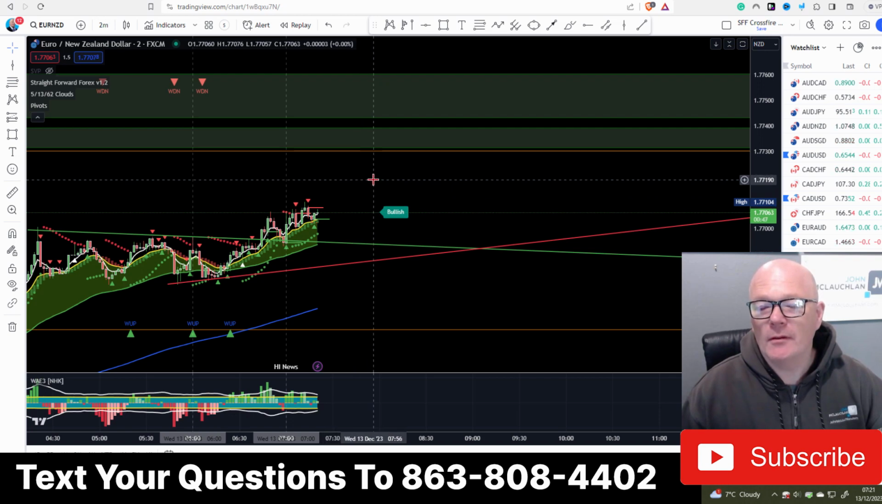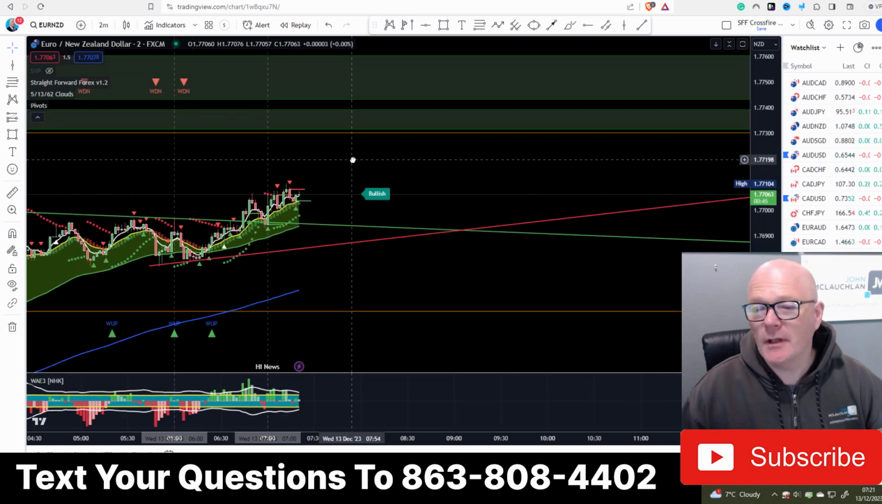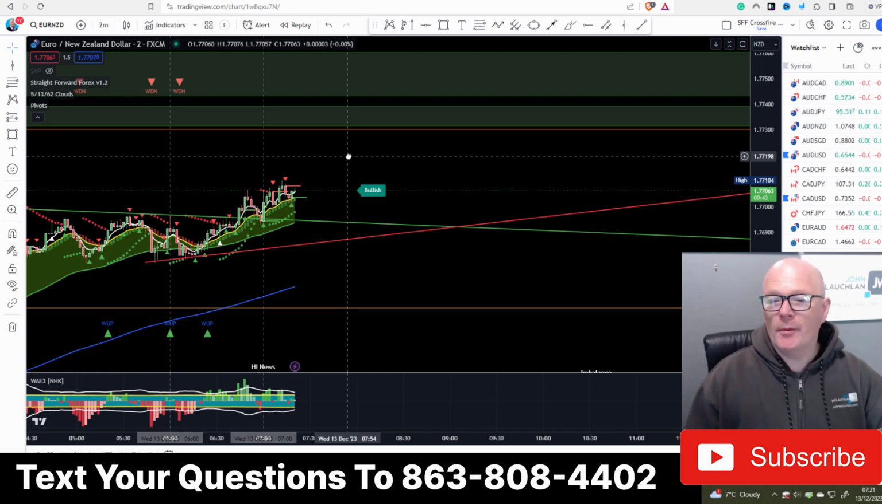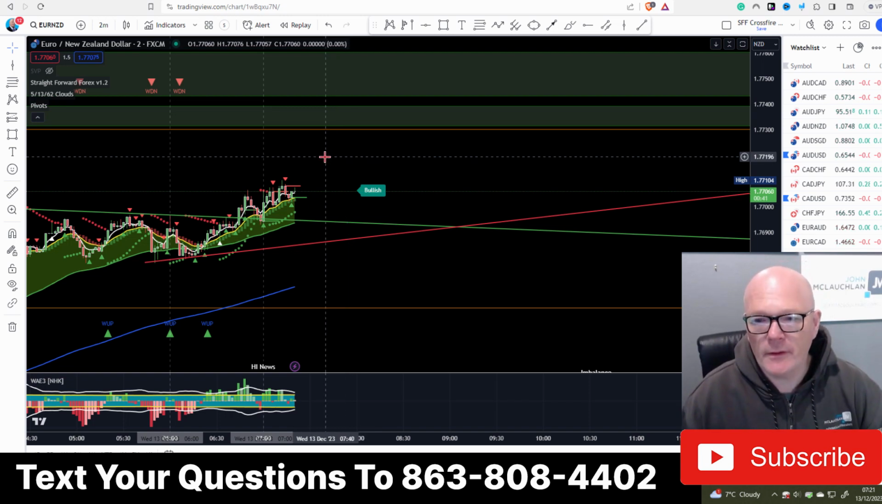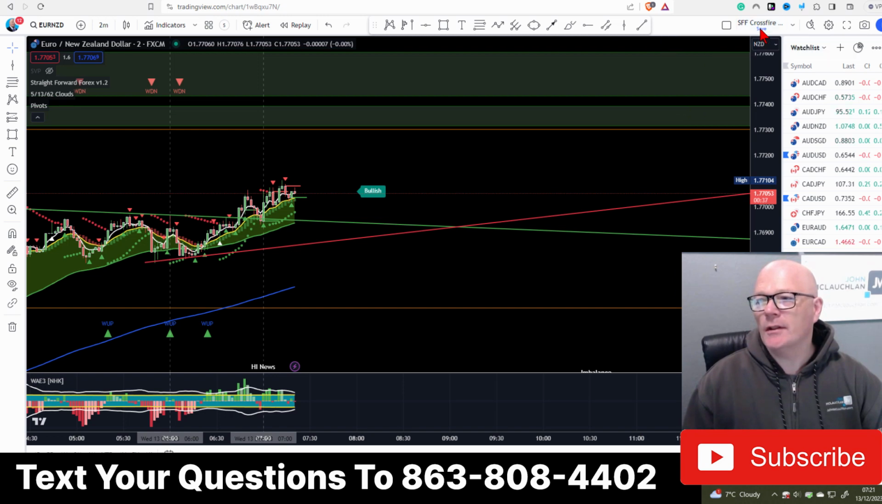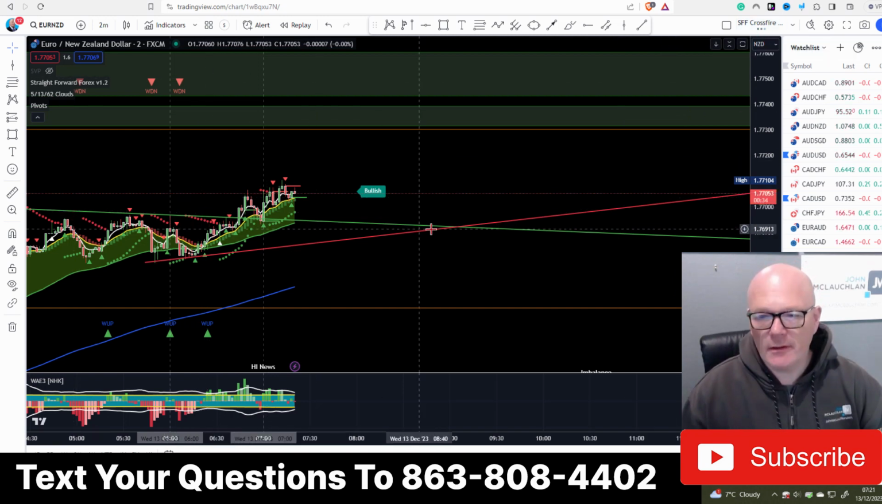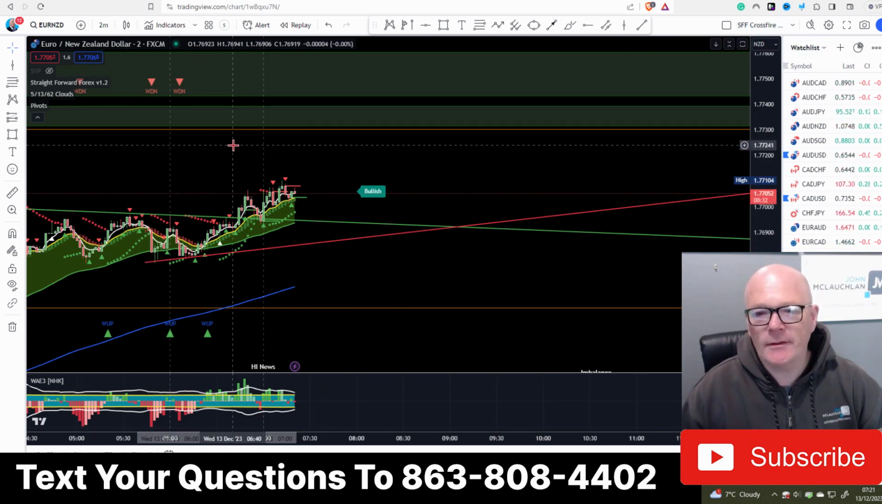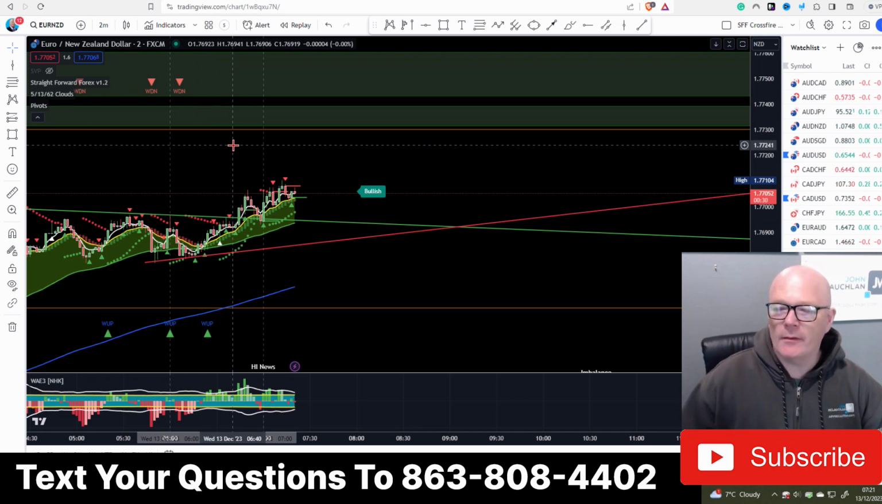Alright, so what I would do with this is just leave them open. If you've got TradingView, you can just go across and click on save. That's going to save all your lines and any notes that you've got. It will save it on there forever.